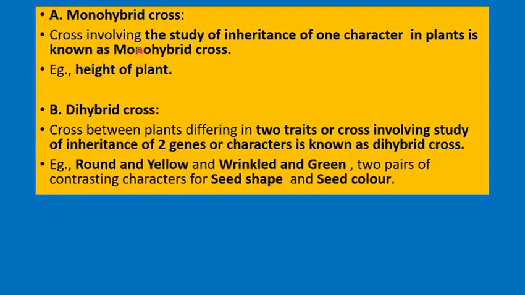There are two kinds of cross which we are going to study. First one is monohybrid cross. If the cross involves the study of inheritance of only one character in plants, it is known as monohybrid cross. Such as if you take only height of a plant as the main factor, then we call it monohybrid cross. But if two traits are considered in a cross between two plants, then it is known as dihybrid cross, that is, inheritance of two genes or characters is involved. For example, round and yellow, wrinkled and green. There will be two pairs of contrasting characters for seed shape and seed color.